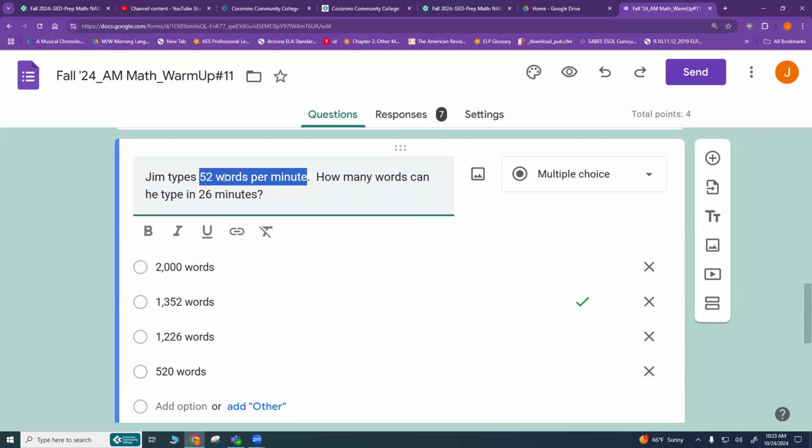But yeah, so does everyone recognize the rate here and then using that rate to apply it? So once again, you could set up the proportion, right? 52 words is to 1 minute, as how many words is to 26 minutes. You could cross multiply and divide, but you could also cut out the middle person and just multiply the rate times the time.